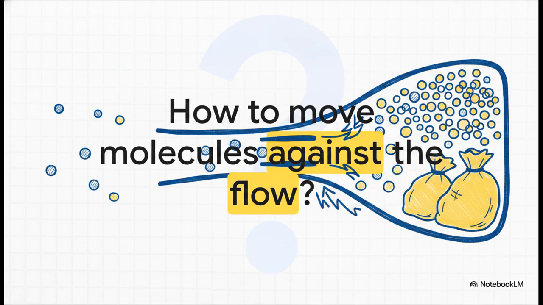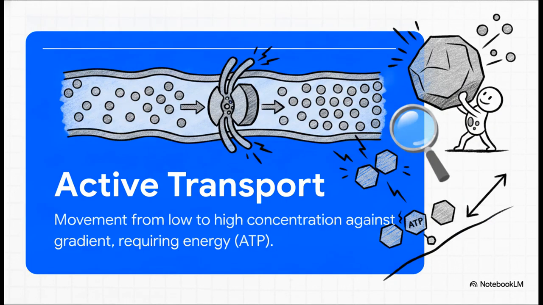Okay, but this raises a pretty big question. What happens when the cell needs to stockpile nutrients? Like, what if it needs to force molecules from an area where there are barely any into an area that's already jam-packed? How do you force things to go against their natural flow? The answer to that is active transport.